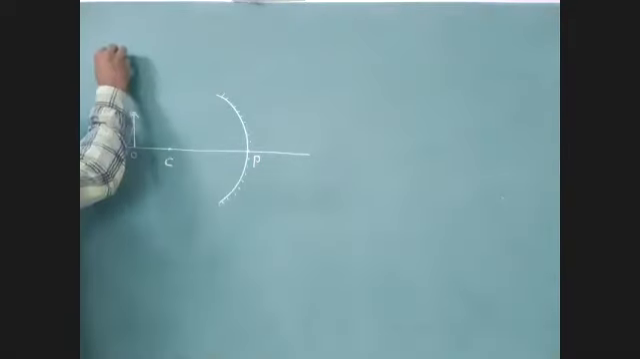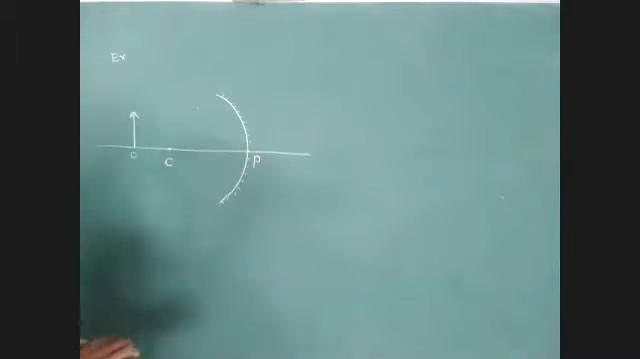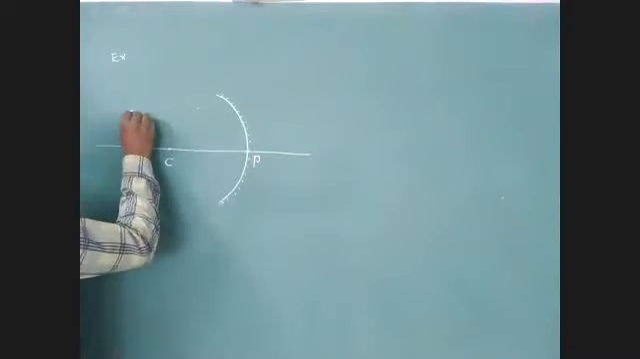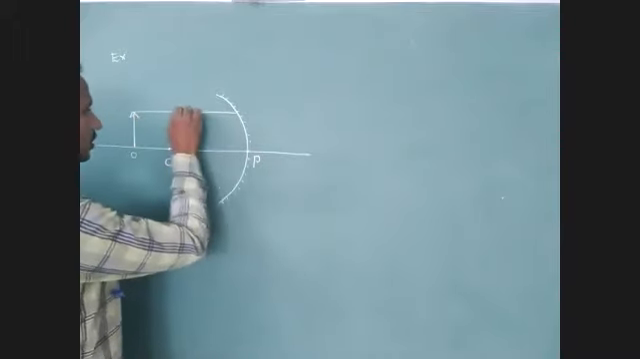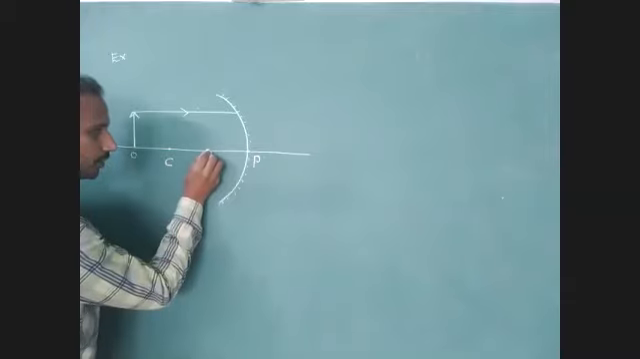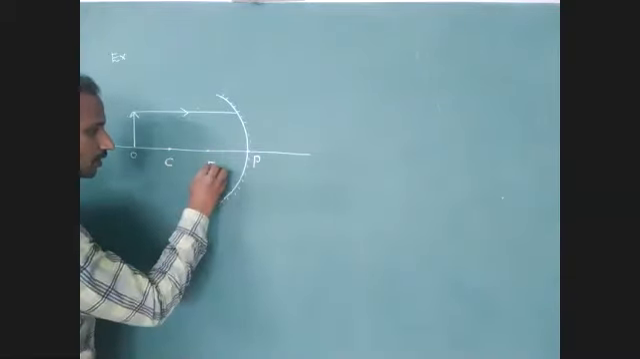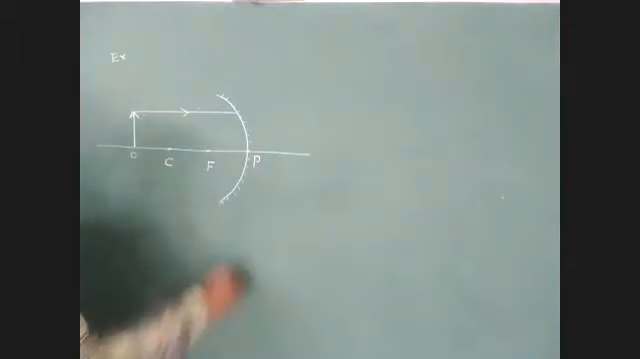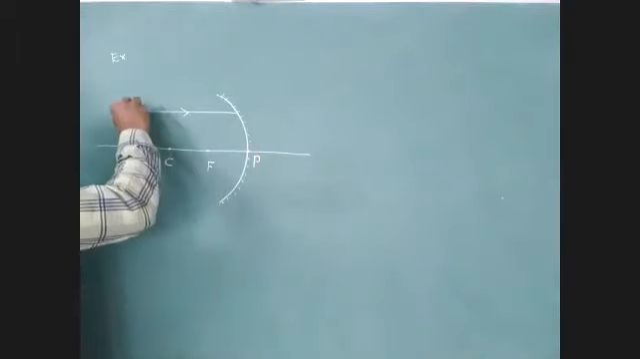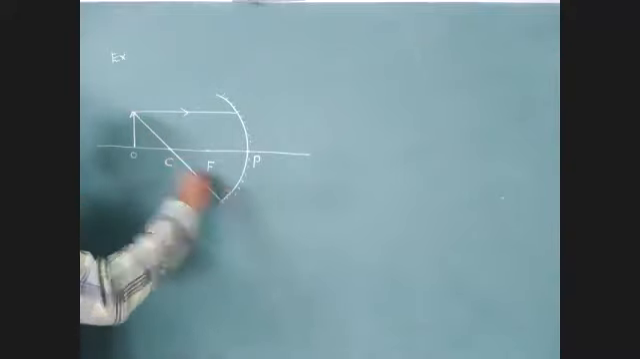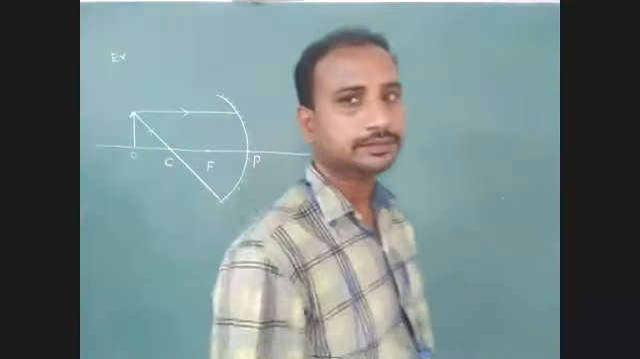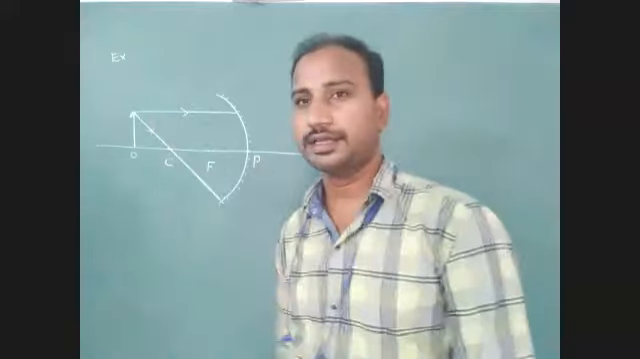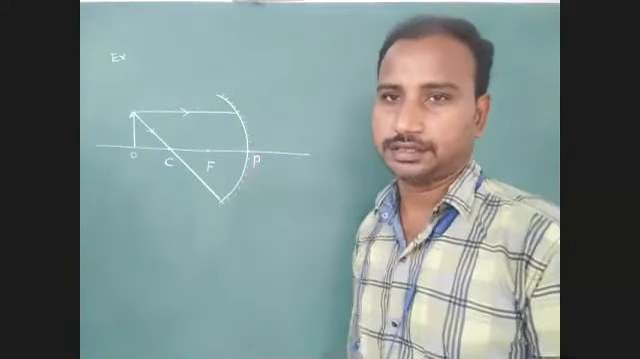This is an example problem. Where is the position of the object? Here, the position of the object we consider beyond the center of curvature. Then we have to draw the ray diagram. First, how many marginal rays are required? 2 marginal rays. Where is the principal focus? We have to identify it. One marginal ray is parallel to the principal axis. Another marginal incident ray is passing through the center of curvature. These 2 marginal rays are diverging rays.